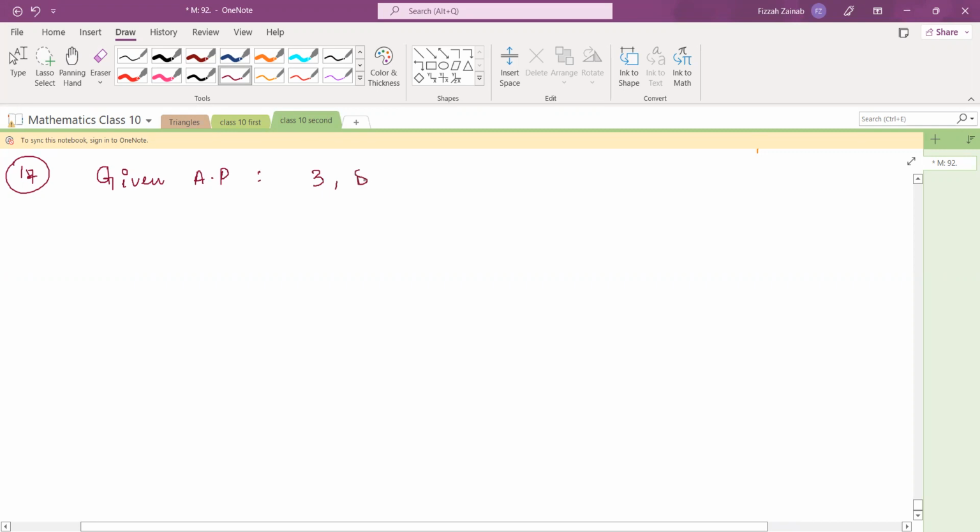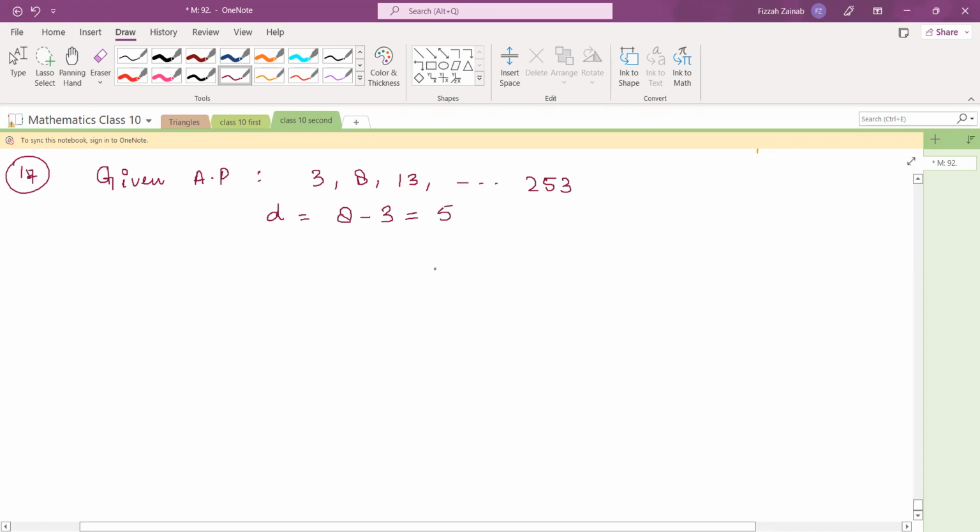3, 8, and 13, and then 253, right? You have to find the 20th term from the last term. So from the last term you have to start. That means you have to take the AP in the reverse order, isn't it? Now for this particular AP, how much is D? D is 8 minus 3, that is equal to 5, correct?